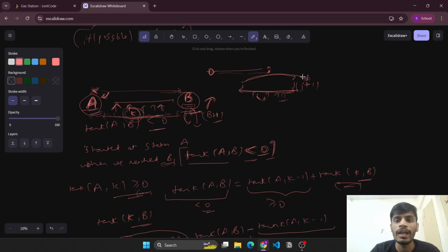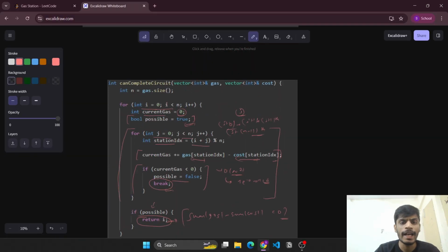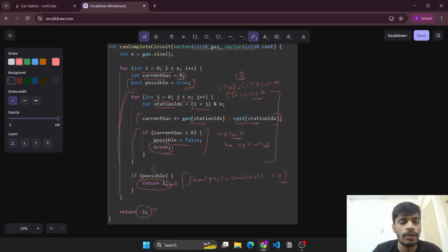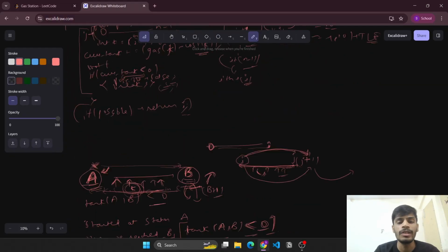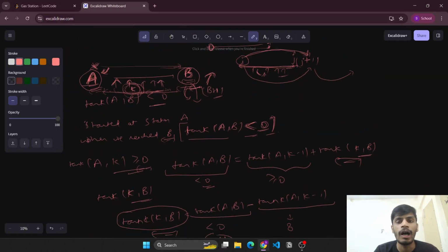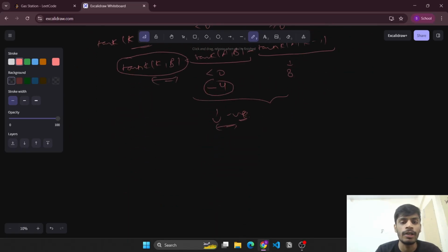So if we update the starting point by jumping between indices in this manner, maybe we'll be able to get rid of the second loop that we are using inside, right? So let's try to convert the same observations that we made into code.